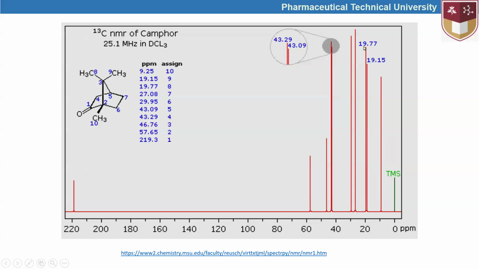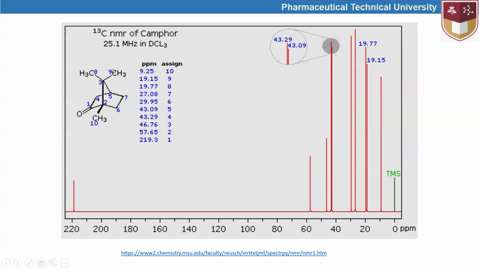And here we can see 19.77 and 19.15, which belong to 9 and 7. They are also close to each other. Here we see 9 and 8, I'm sorry, 9 and 8. They are developing a doublet signal. This is a doublet signal, okay?